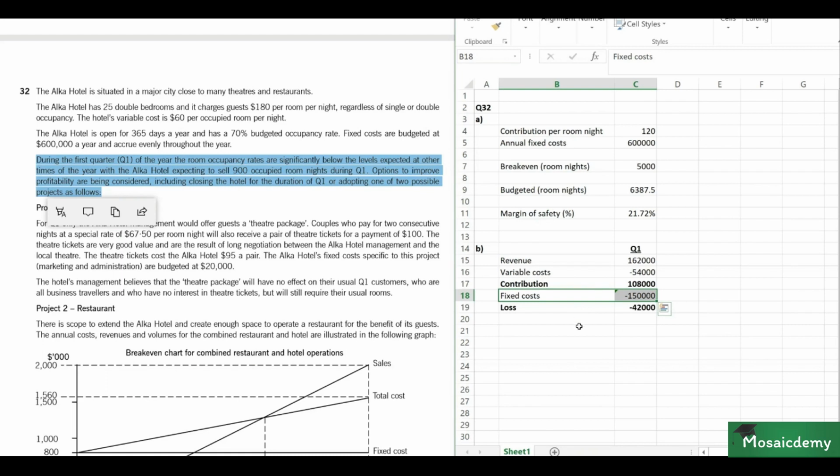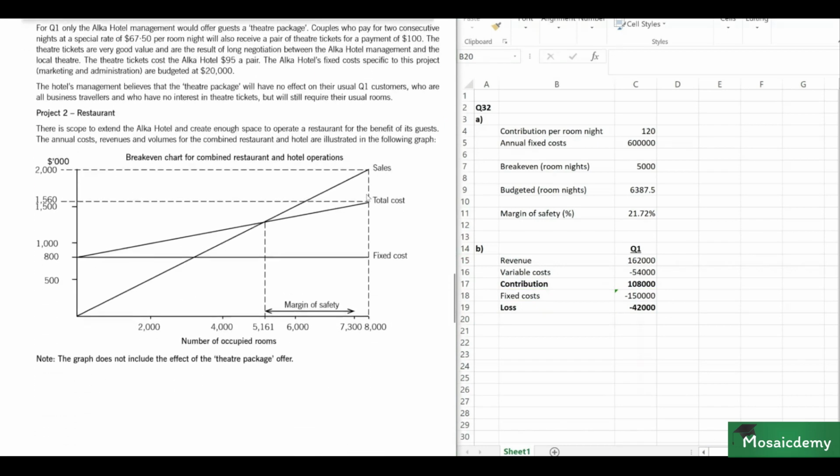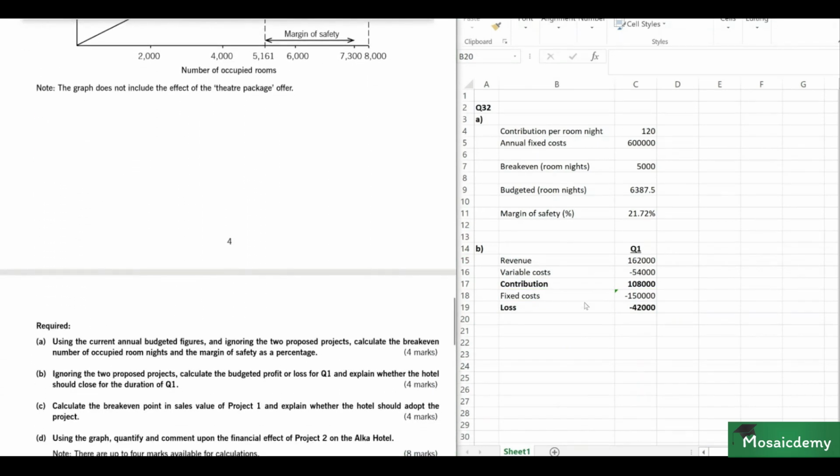So if we close down the hotel, we lose the revenue and variable costs. Those are relevant. We lose the contribution of 108,000, but we still incur the fixed cost. So technically our loss will be even bigger. It will be the fixed cost minus 150,000 if we close the hotel. Furthermore, just think about it from a non-financial standpoint. If you close a hotel for a quarter, what's going to happen? You can potentially lose some of your customers, right? If they don't find that you're available, they'll go to your competitors and they might stay with your competitors. So there's that as well, right? So let's just explain what we have, because they've asked us for an explanation as well.